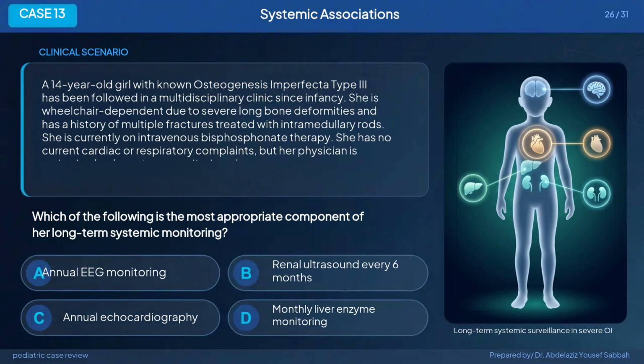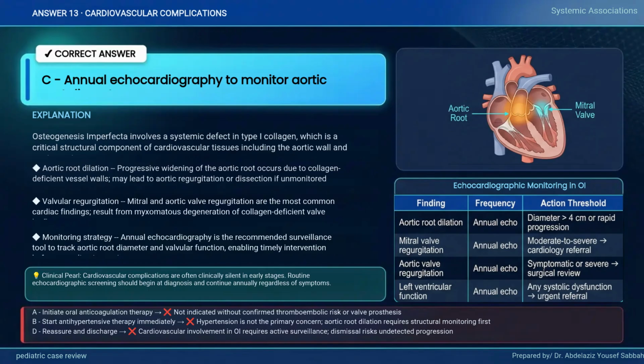Option A, annual electroencephalogram monitoring. Option B, renal ultrasound every 6 months. Option C, annual echocardiography. Option D, monthly liver enzyme monitoring. The correct answer is option C, annual echocardiography to monitor aortic root diameter.